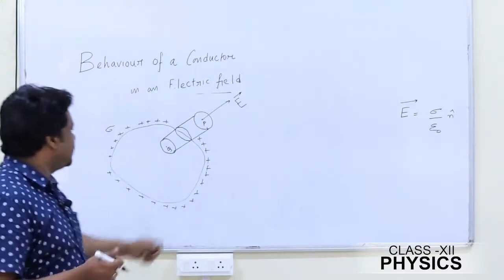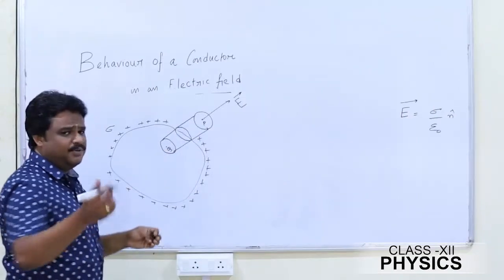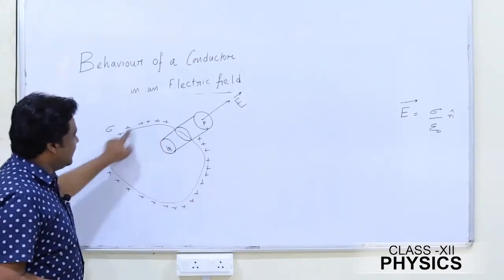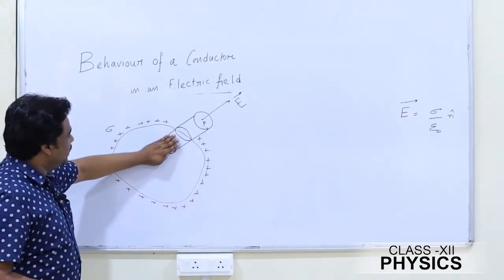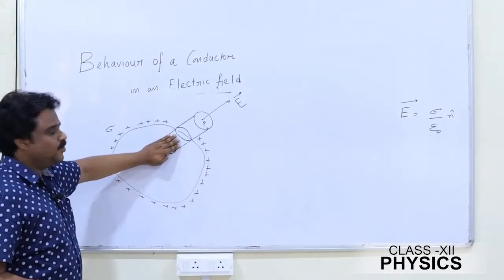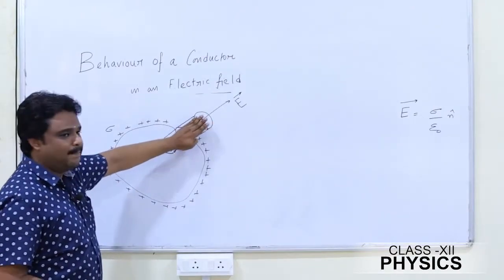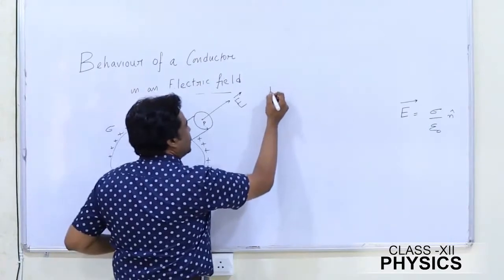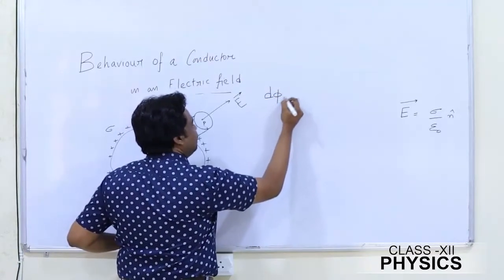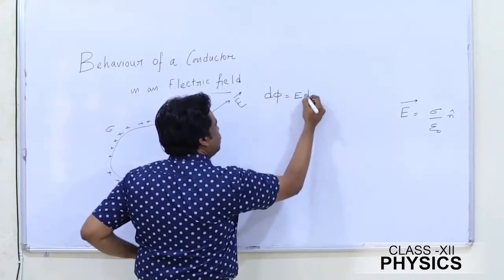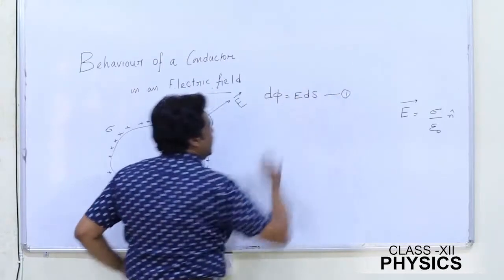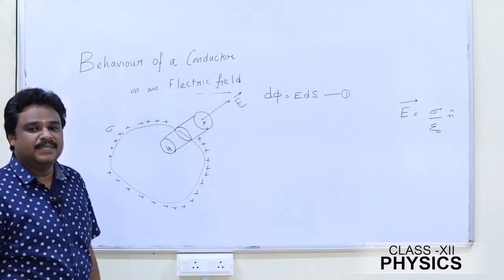Now, what will be the small flux? Obviously, since the electric field inside the conductor is 0, there will be no contribution of flux for this part. So the only contribution of flux is through the upper part. So the small flux I can write as d phi is E ds, and I am going to mark it as equation number 1.